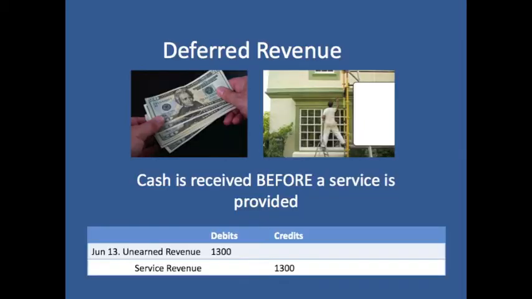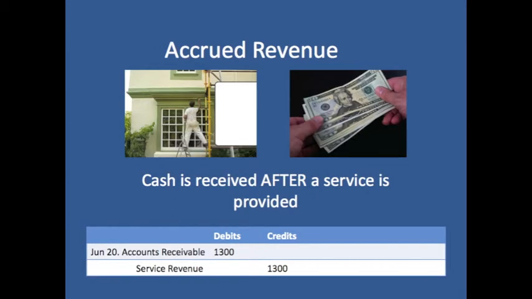Now let's finish this off with some simple examples. If Jack the painter receives money from a client for painting a house which he has yet to paint, he must debit unearned revenue as it is a liability and credit service revenue as his revenue is rising. This is a deferred revenue.